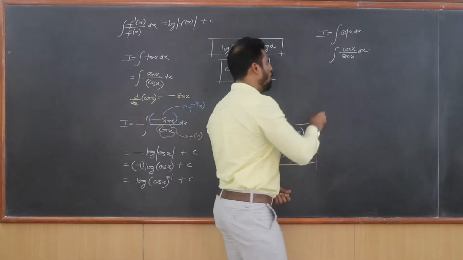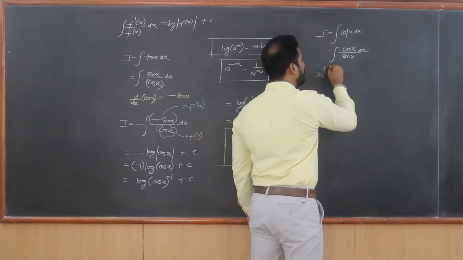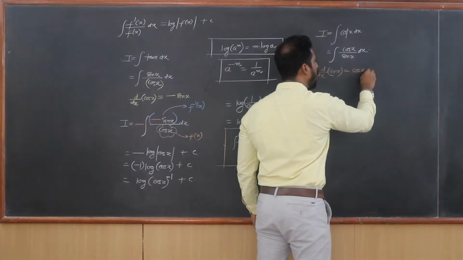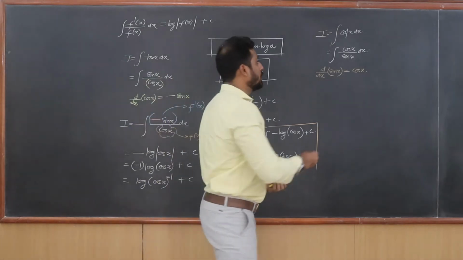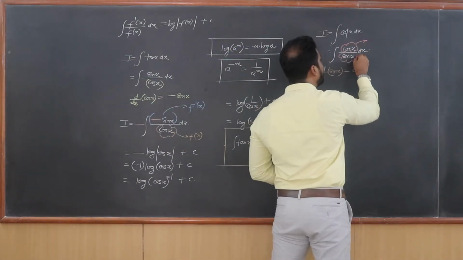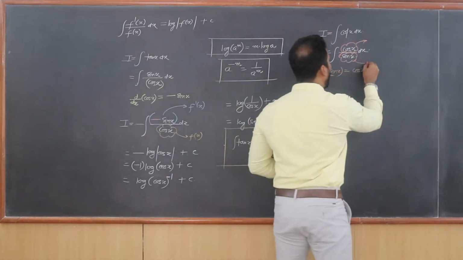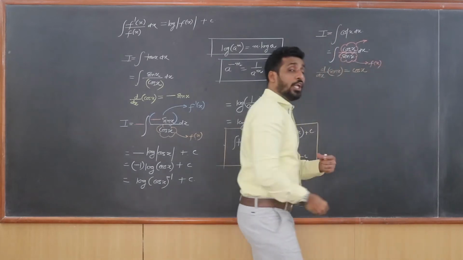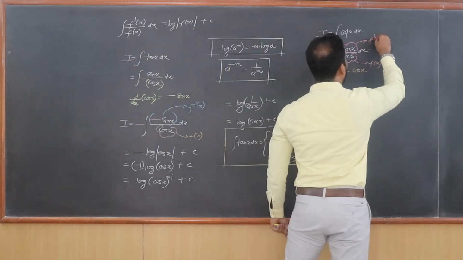Do you also know what is the derivative of sin x? The derivative of sin x is going to be cos x, isn't it? So what's your numerator? Numerator is cos x. So is this nothing but the derivative of the function which is present in the denominator? The denominator is sin x. So I'm going to call this f of x, and the numerator became the derivative of this sin x, which is f1 of x.